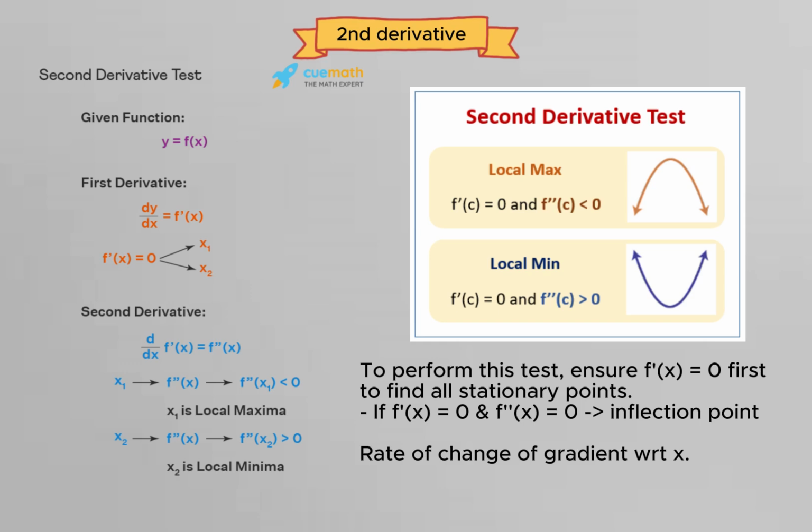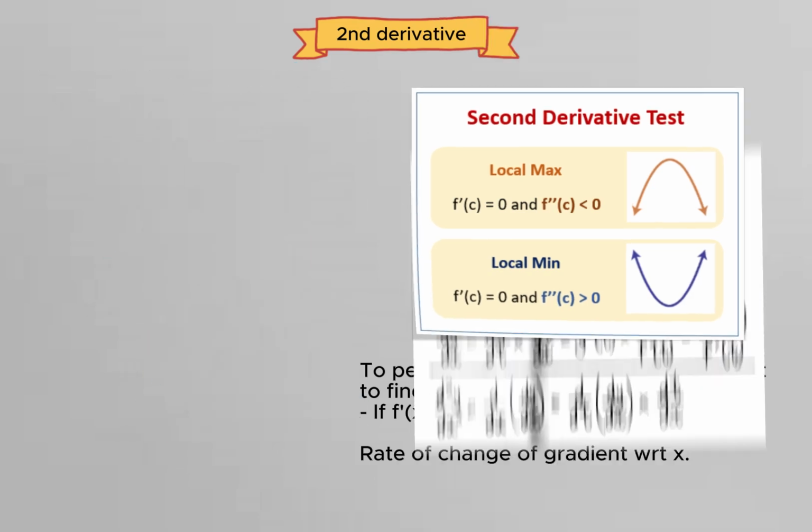If you find that the second derivative is less than 0, then it's a maximum point. If the second derivative is more than 0, then it's a minimum point. If it is 0, then you get an inflection point. And for fundamental purposes, it's a rate of change of gradient with respect to x.